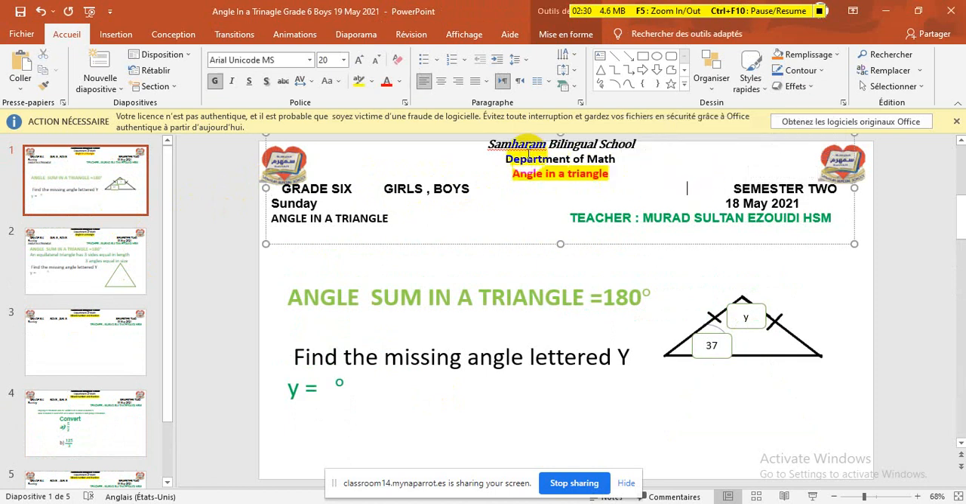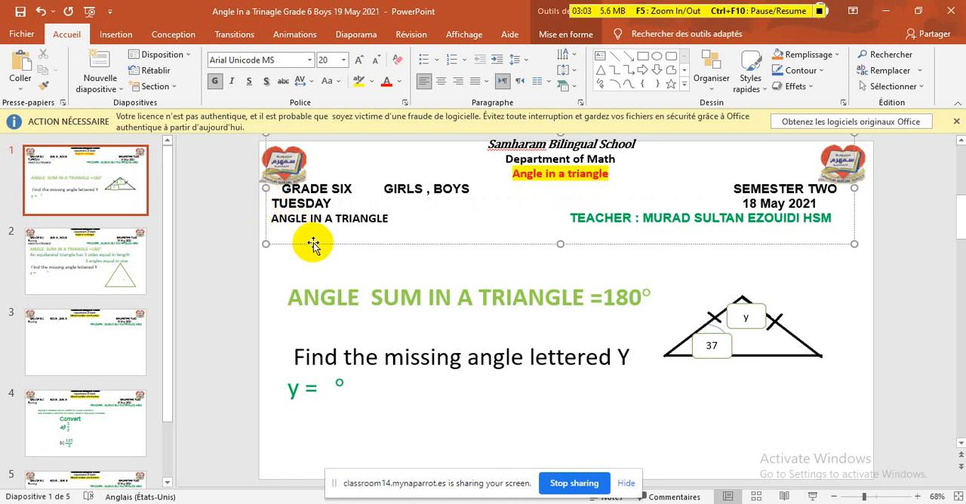Your school is Samar Bilingual School, Department of Math. The topic is angle in a triangle. Grade 6, either boys or girls. Semester 2, Tuesday, 18 May 2021.